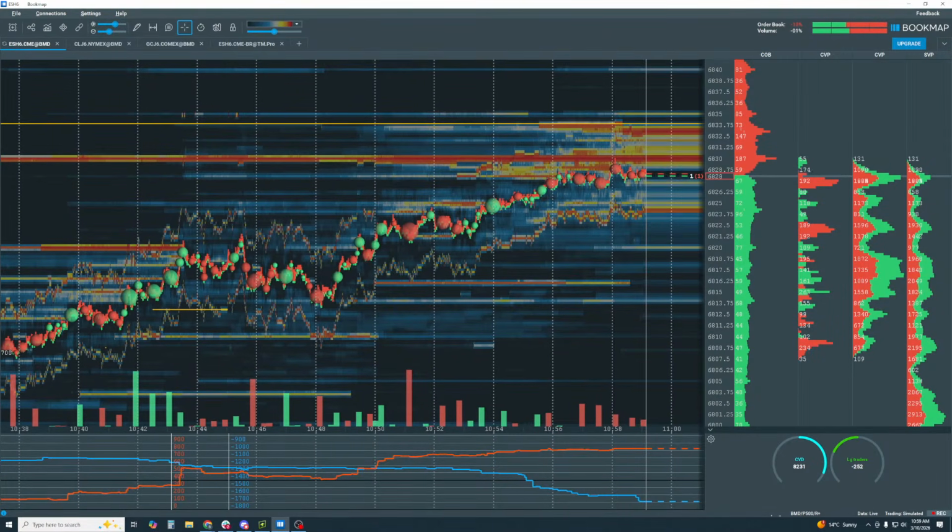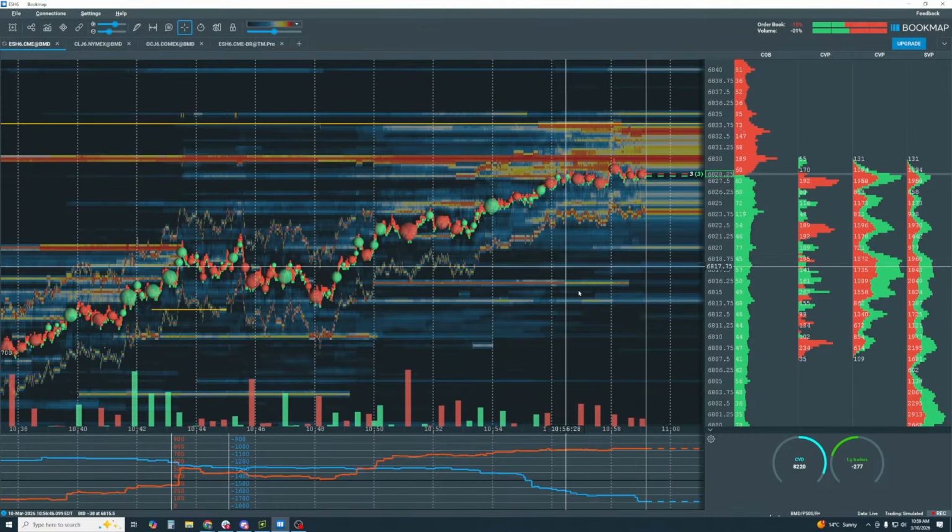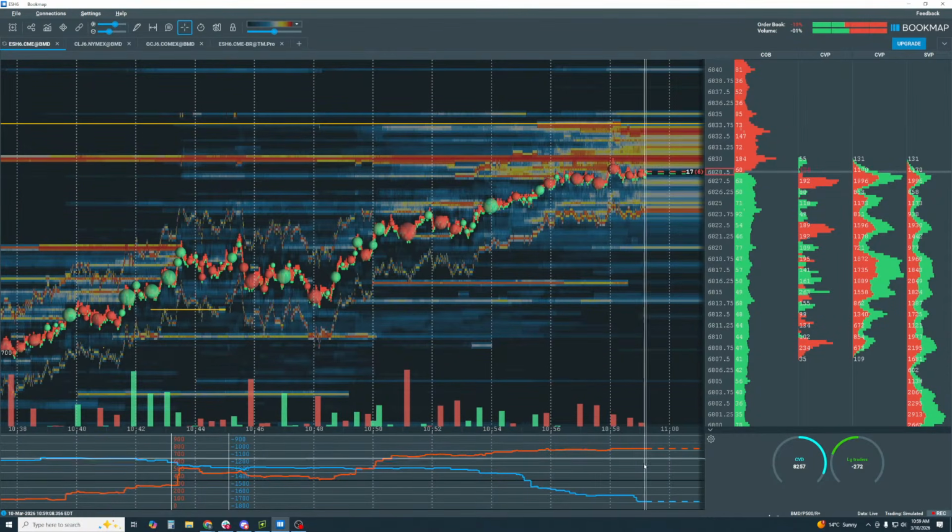Shark is another one who is really good at that. He looks at a lot of footprint or delta.